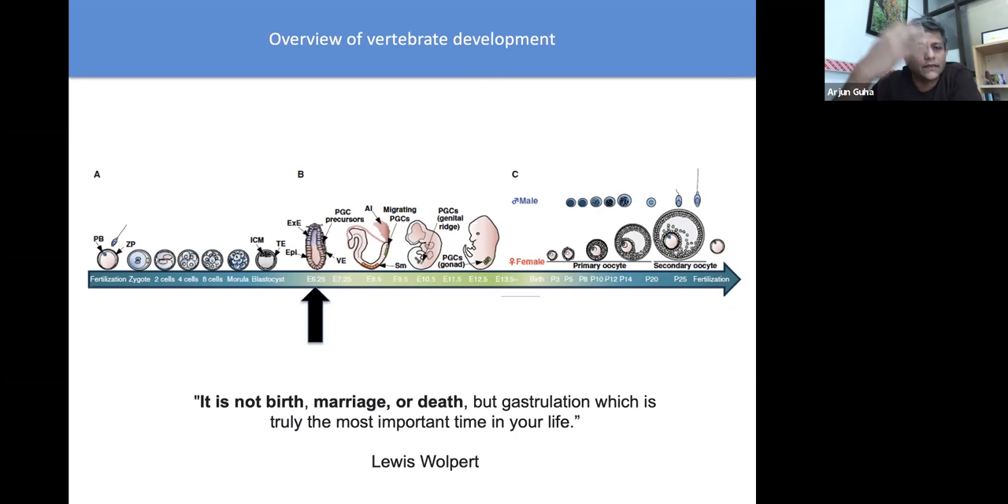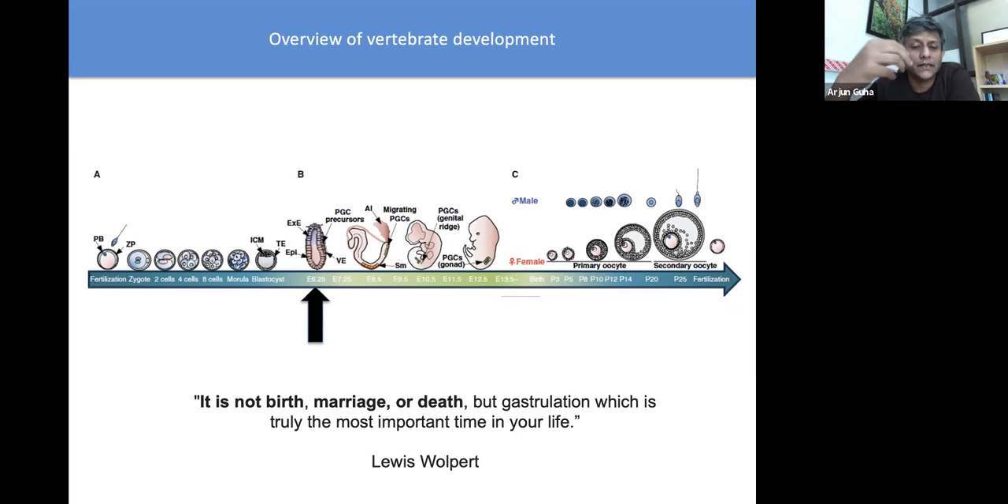The epiblast then undergoes a process that Lewis Wolpert at least thinks is the most important thing in your life, which is gastrulation, where you go from a single sheet of cells to three different layers of cells: an ectoderm, a mesoderm, and an endoderm.